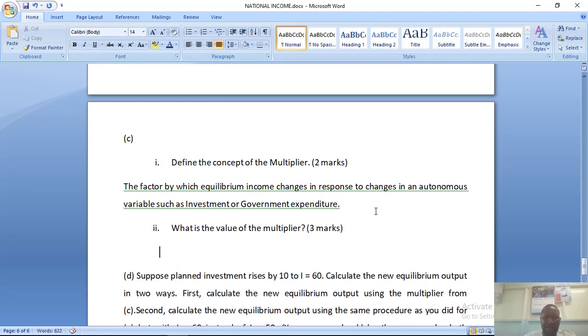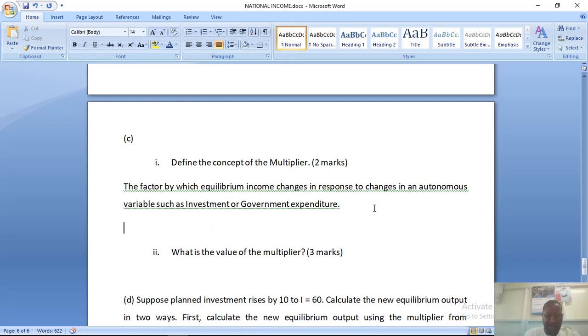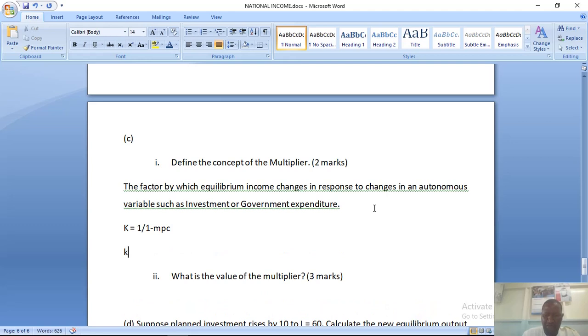So how is the multiplier calculated? The multiplier is calculated as K equals 1 divided by 1 minus MPC, or 1 divided by MPS. So this can also be written as K equals 1 divided by MPS, because 1 minus MPC is the same as MPS. So the multiplier is 1 divided by 1 minus MPC, or 1 divided by MPS.